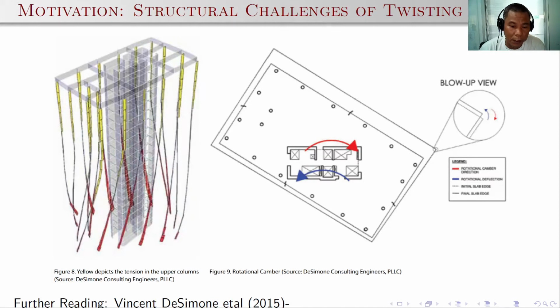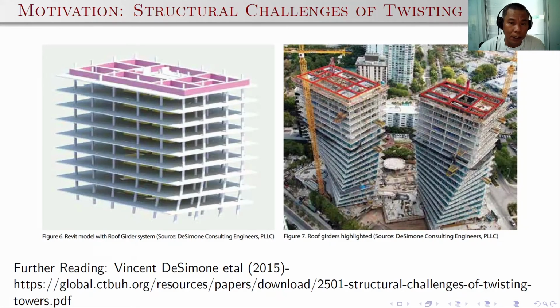The structural engineer Vincent De Simone actually designed these columns to carry two kinds of forces. The yellow one is a tension force, and the red one has the compression. So this hanging column or twisted columns depicts two forces. Okay, but since the top portion of the column is in tension, this tension should be transferred to somewhere else. It should be transferred here.